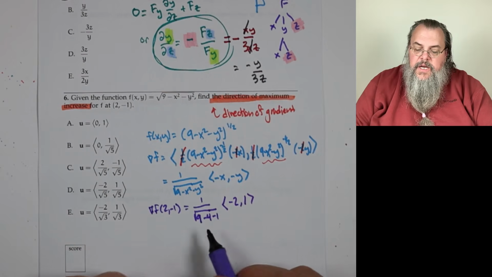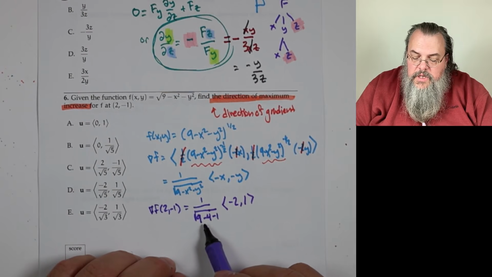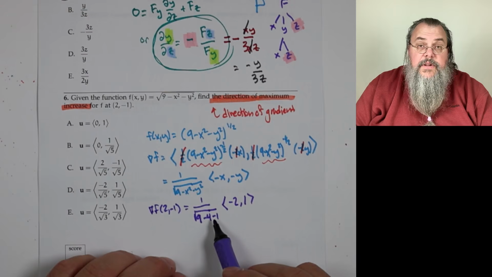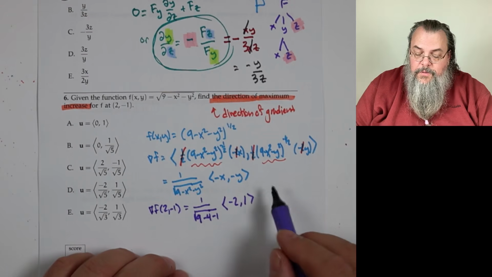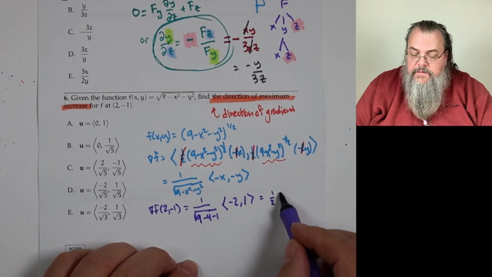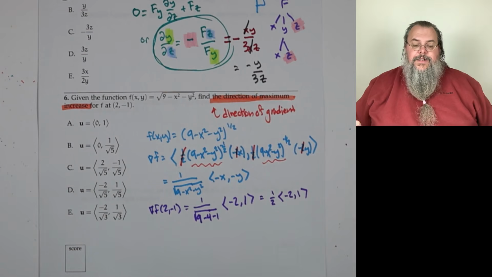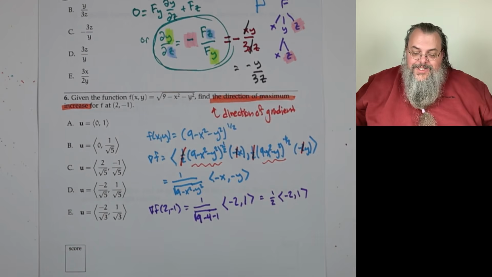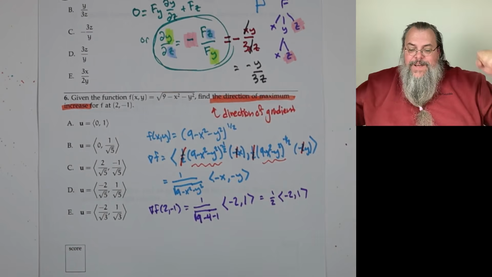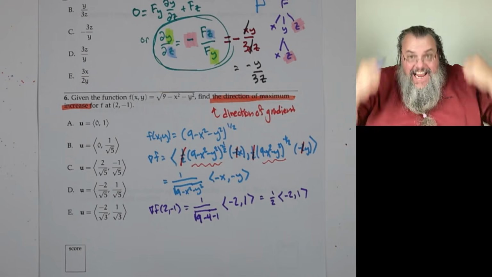All right, so what do we have? 9 minus 4 minus 1. Well, really, that's 9 minus 5, that's 4. And so we have 1 over square root of 4. That makes a half. So you have a half times (-2, 1). All right. Nice! We did it! We found the gradient. And that's none of our options.